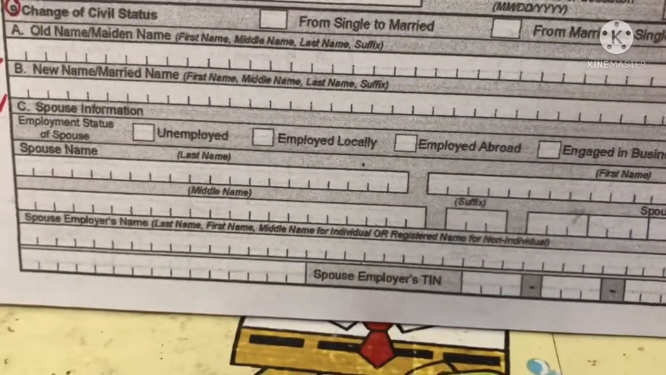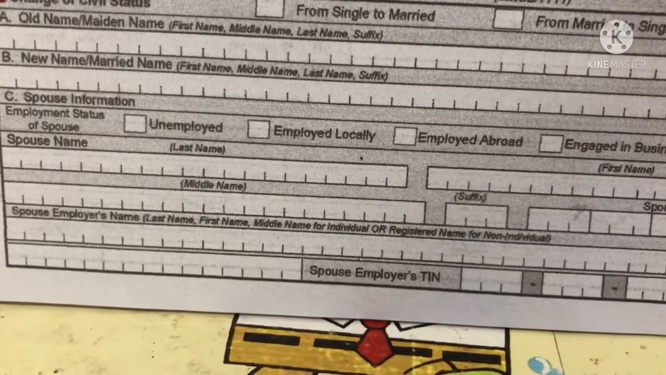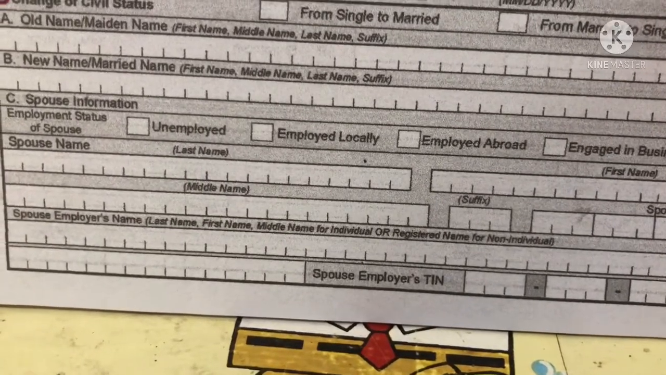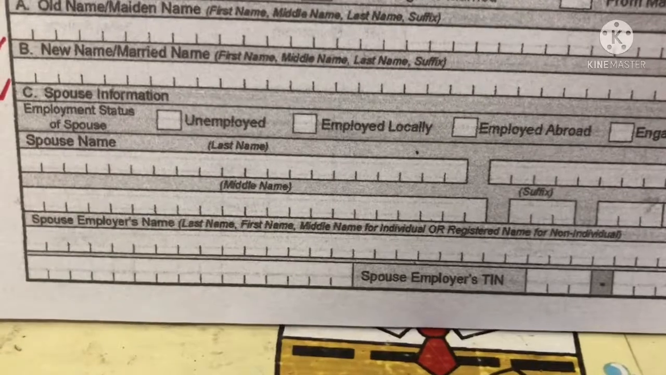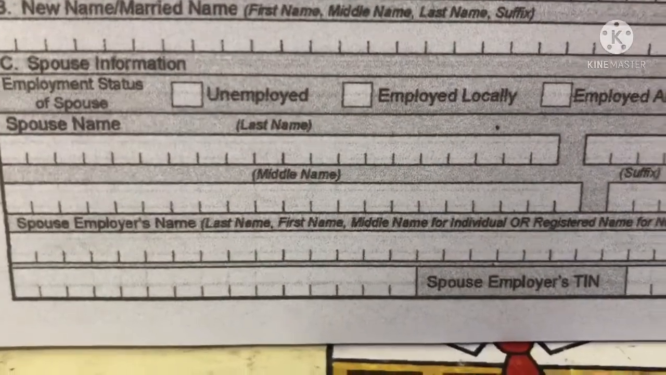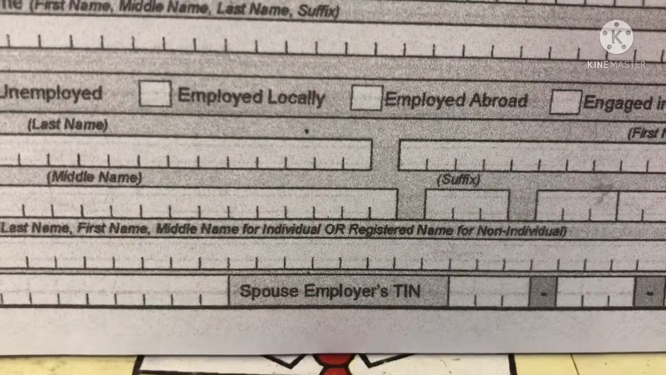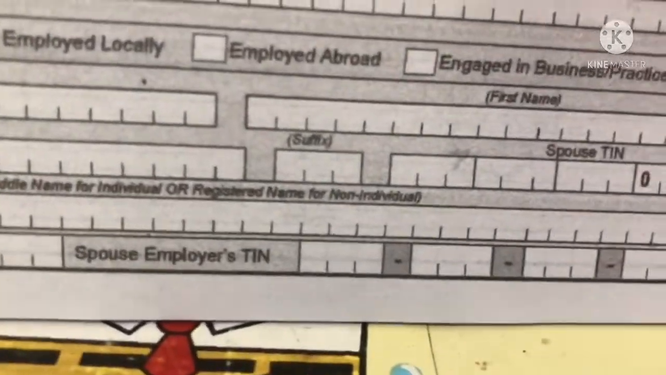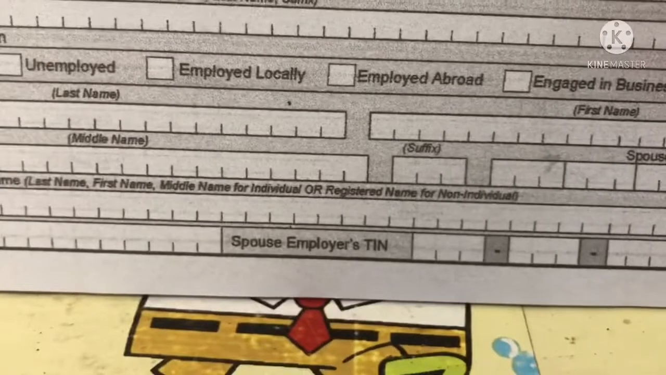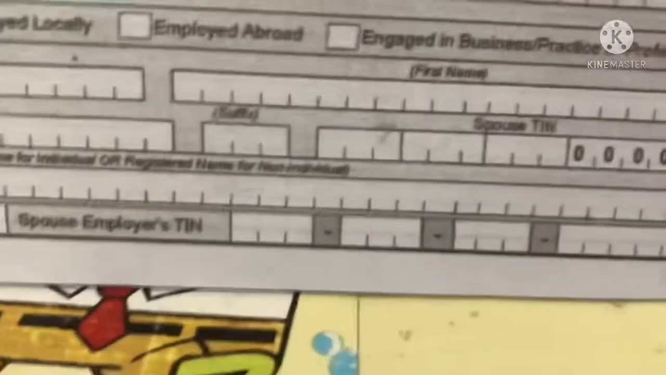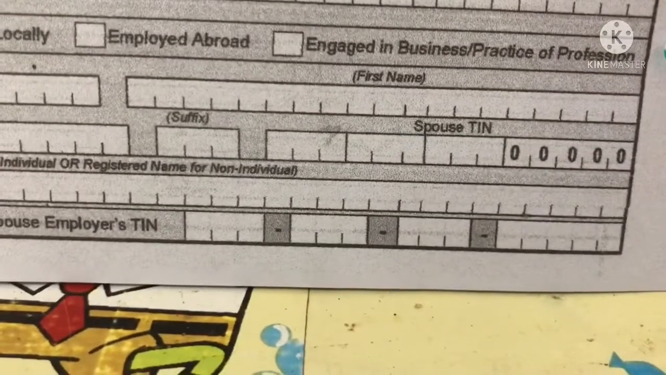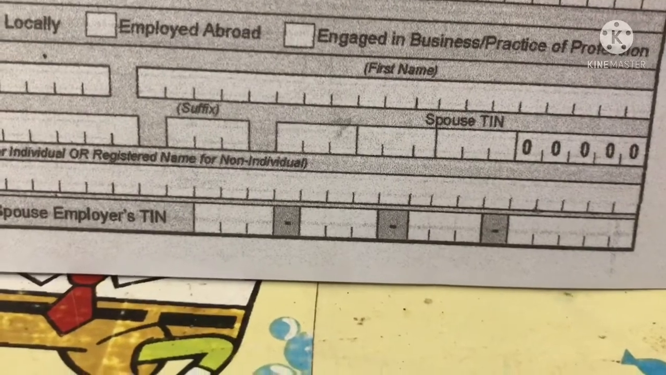And for those who are employed, for your spouse's employer's name, you need to fill in here the last name, first name, middle name pa rin, or registered name for non-individual. And then you need to provide your spouse's employer's TIN here. That's where you will stop, because that's the end part of page 2.